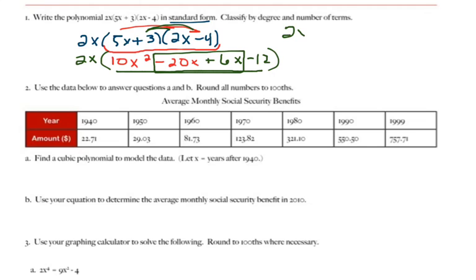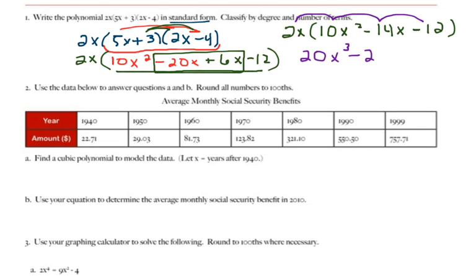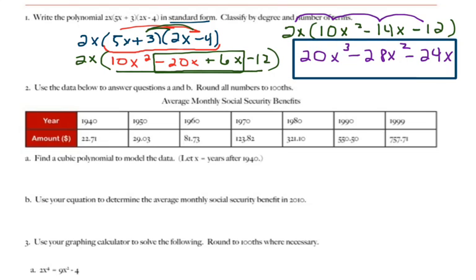So now it becomes 2x times, and we have our 10x squared. We combine the like terms, negative 20 plus 6, which is negative 14x, and then minus 12. And then lastly, we distribute the 2x to each of the three terms, giving us 20x cubed minus 28x squared, minus 2 times 12, which is 24x. And there it is in standard form. So that's your final answer.